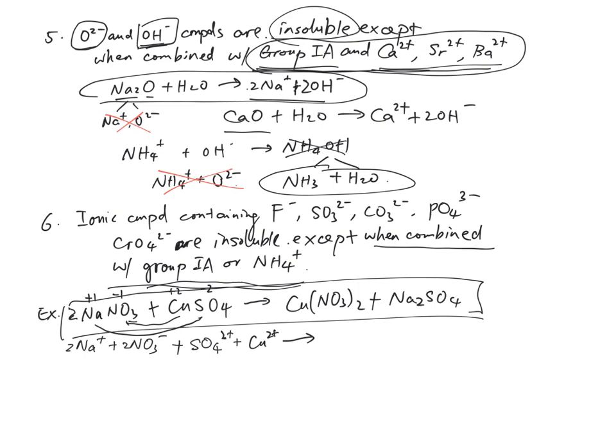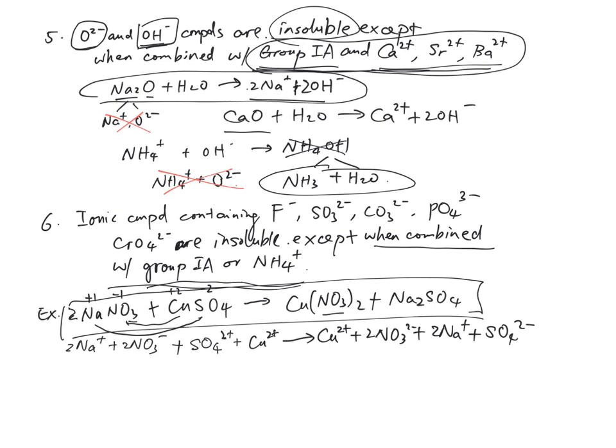On the right side, anything containing nitrate is soluble. So copper nitrate is soluble, 100% dissociation: copper ion, 2 nitrate ions. Anything containing sodium is soluble, so 2 sodium ions and sulfate ion. So 2 strong electrolytes on the right side. Now you have your full ionic equation.